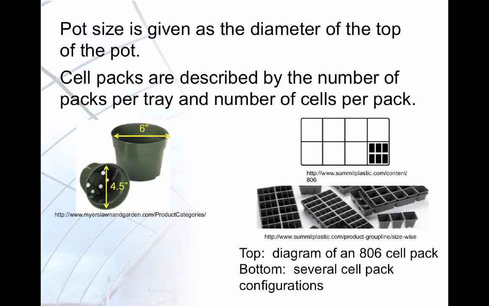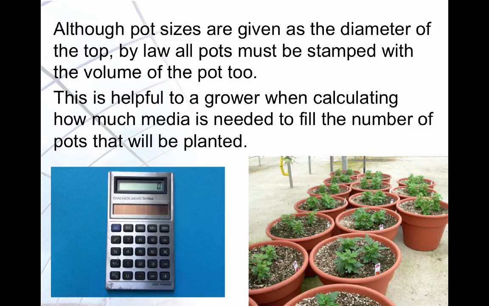Pot size is designated by the diameter at the top of the pot. The size is stamped on the bottom of the pots so you can tell how big they are. Cell packs are described by the number of packs per tray and the number of cells per pack. By law, the volume of all pots must be stamped on the bottom of the pot too. This is very helpful to the grower when calculating how much media will be needed to fill the pots to be planted.